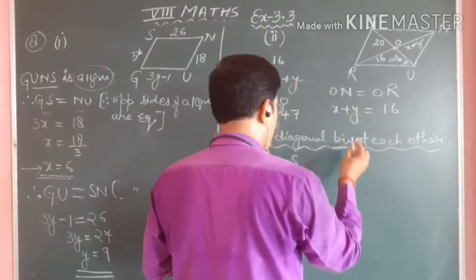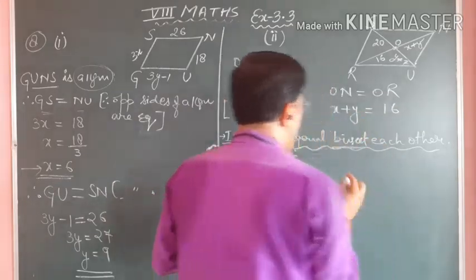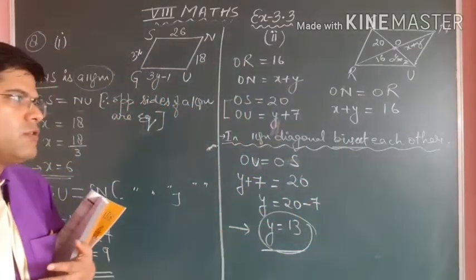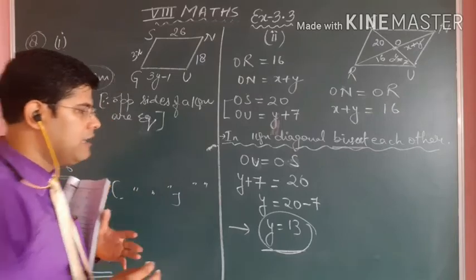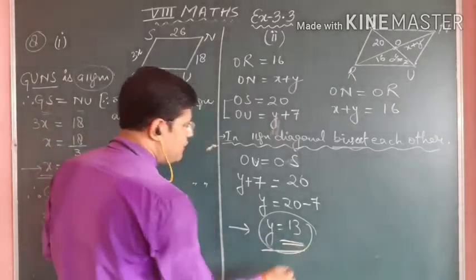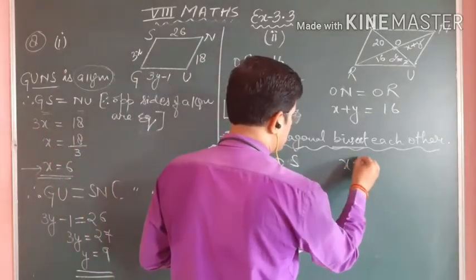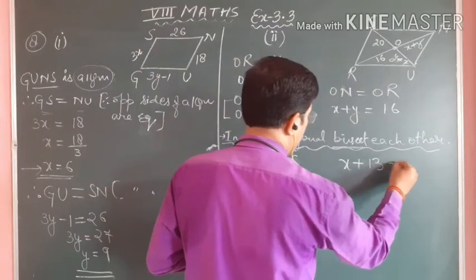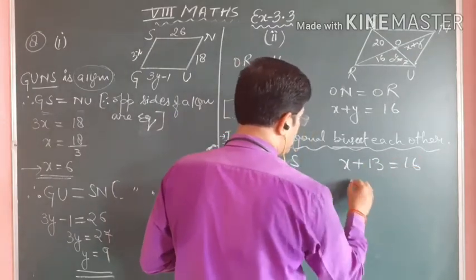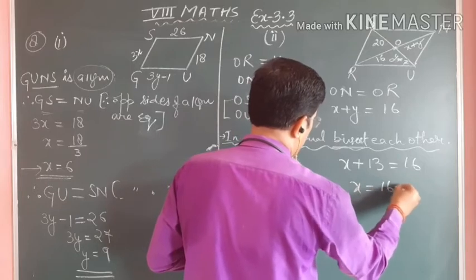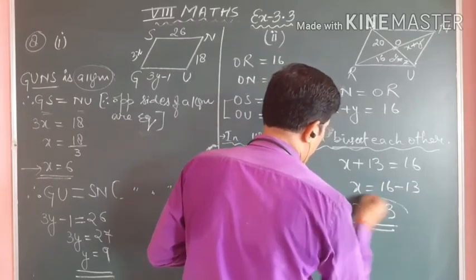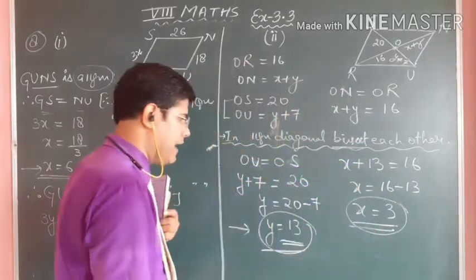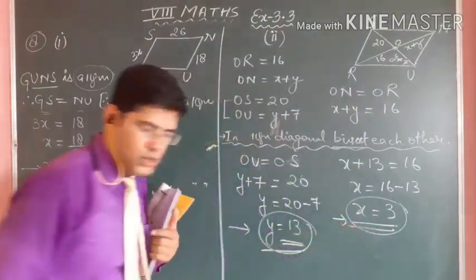What is X or what is Y? Here it is not possible to solve without the value of Y. Are we able to write the Y? Yes, we are able to write the Y because we have found that. At the place of Y we write 13, that is 16. When we transpose this 13 to the other hand, it will become negative X equal to 3. So we have X equal to 3 and Y equal to 13.